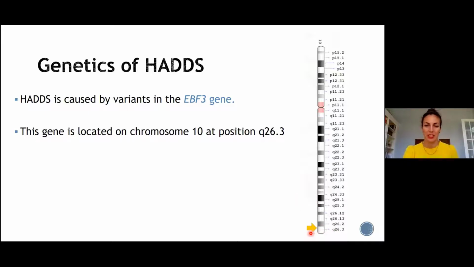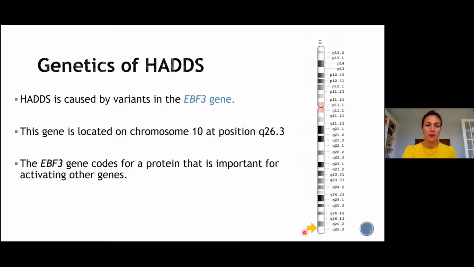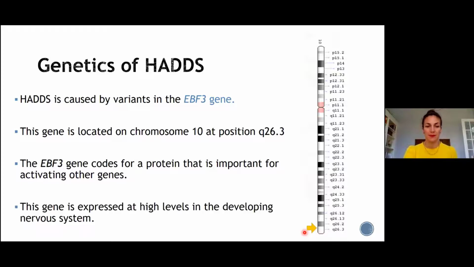This is just showing you where it is. This particular gene codes for a protein that's really important for activating or turning on other genes. And when we think about where this gene functions in the body, studies have shown that it's expressed at very high levels in the developing nervous system. So the nervous system, the central nervous system, is our brain and our spinal cord.